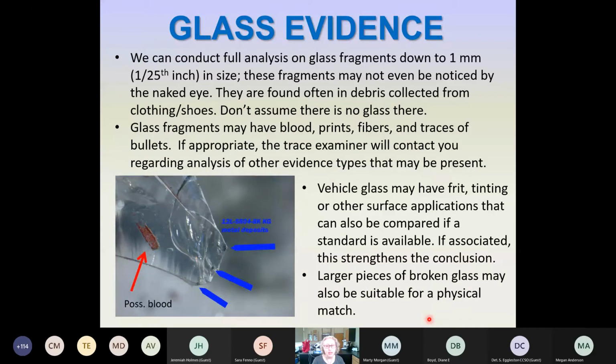And then it is very rare, but larger pieces of broken glass may be suitable for a physical match request as well. So just keep that in mind if you encounter that situation at a scene where you have large glass. I will point out physical fit or match requests cannot be made on tempered glass because, as you know, tempered glass breaks catastrophically as soon as its surface is breached. So it just devolves instantaneously almost into hundreds of tiny little pieces. So we're not going to fit that back together and be able to say anything conclusive.